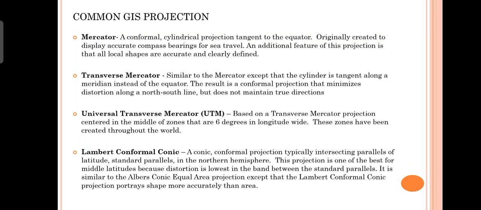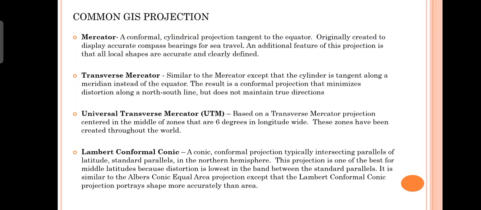Next, commonly used GIS projections. First one is Mercator. It is a conformal cylindrical projection tangent to the equator. Originally created to display accurate compass bearings for sea travel. An additional feature of this projection is that all local shapes are accurate and clearly defined.